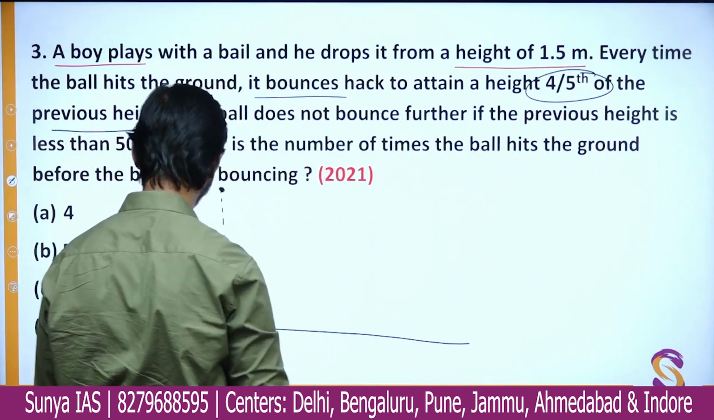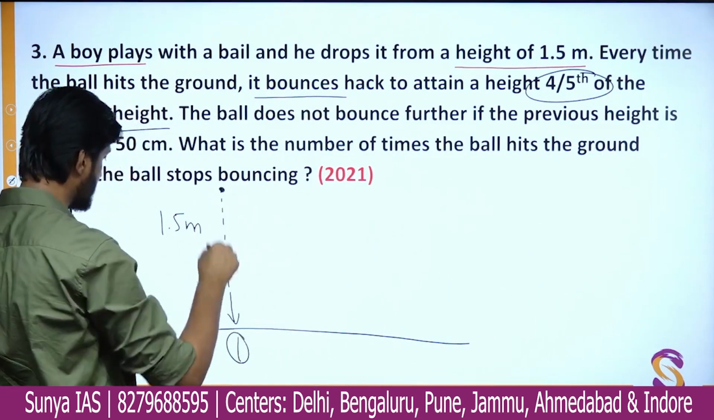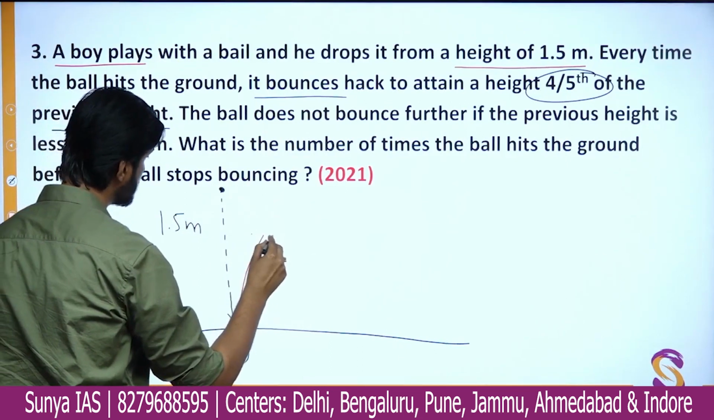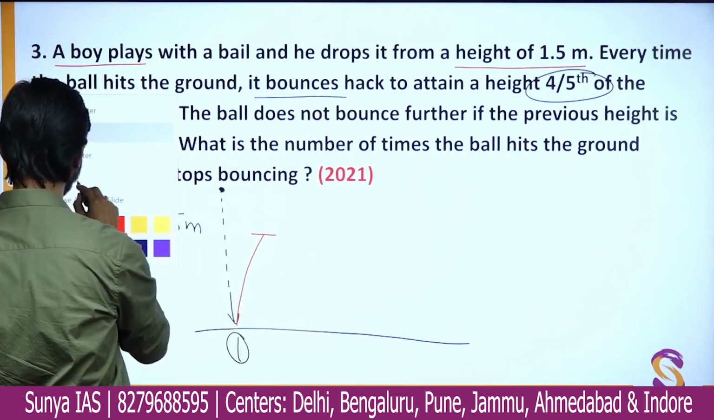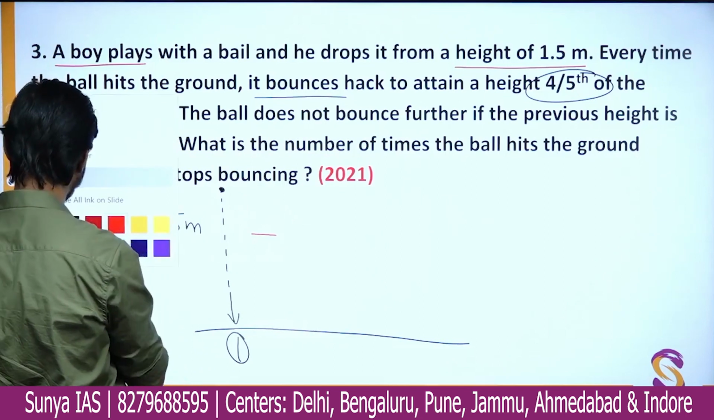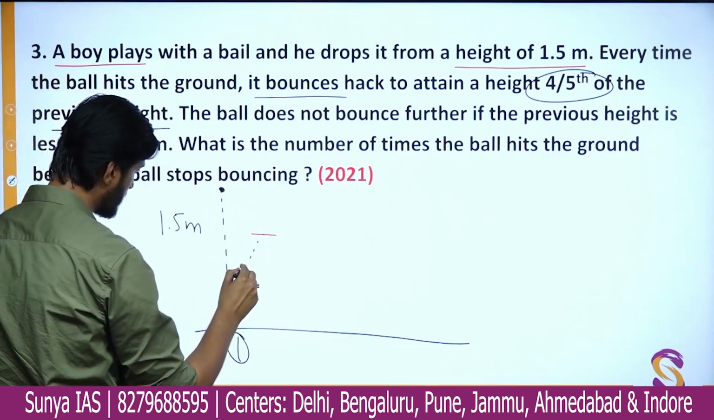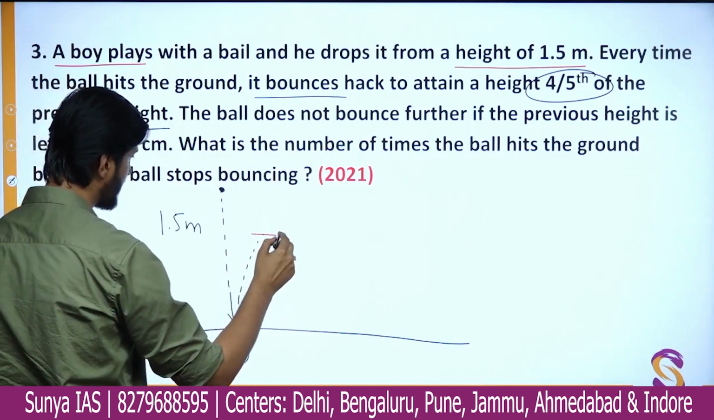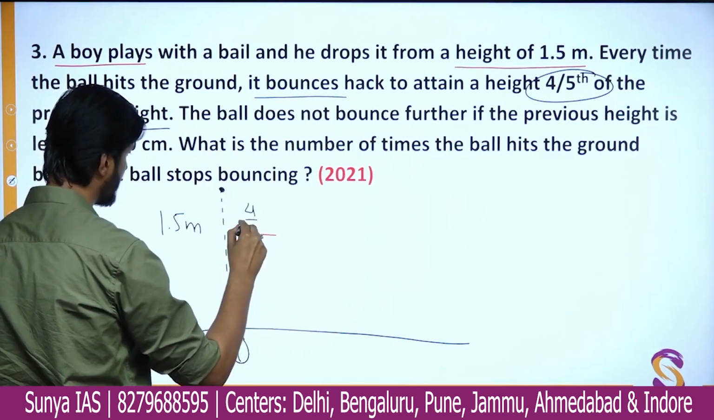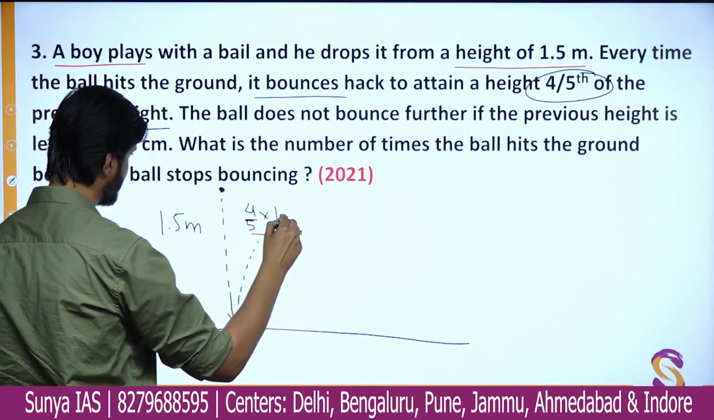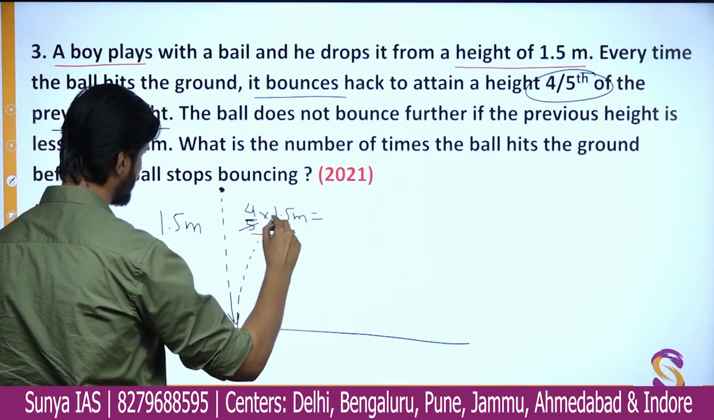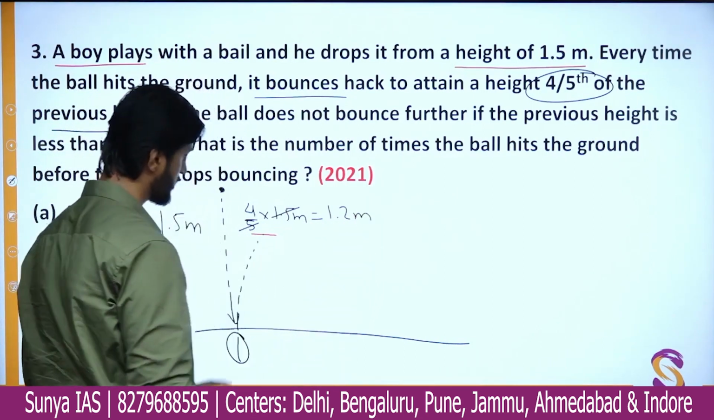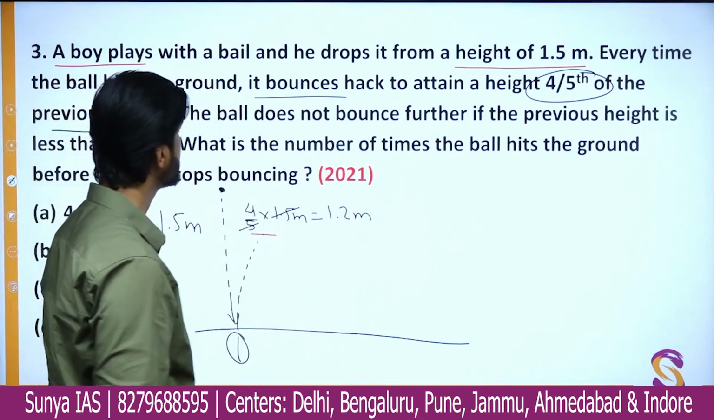So suppose after the first fall, the first time touching the ground, it will definitely bounce back to the position which is 4/5 of the previous height. So let us assume this is that particular height. It will bounce back to this particular height. This height will be how much? 4/5 into 1.5 meter. When you simplify, you will get the answer as 1.2 meter. So it will bounce back to a height of 1.2 meter.